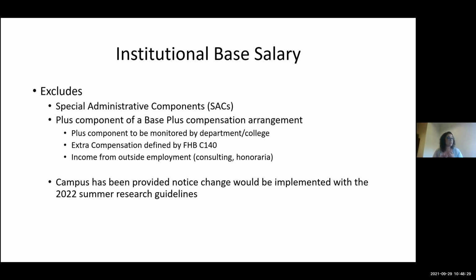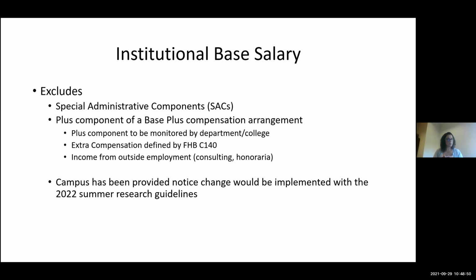Institutional base salary excludes special administrative components, the plus component of any base plus compensation arrangement. Now, the only places where that should live are Arts and Sciences and the School of Engineering. There are not many faculty who have that, but there are some. And so it excludes the plus component.